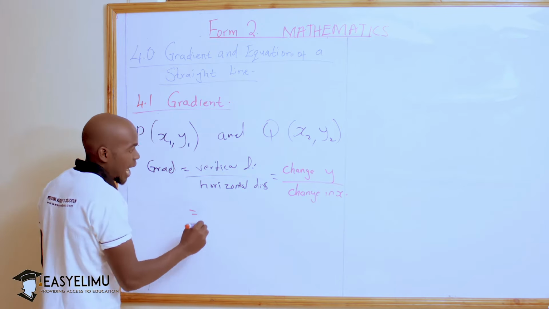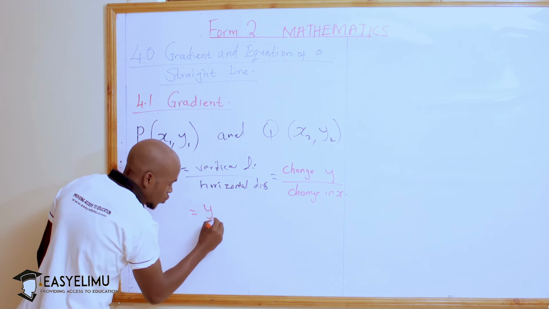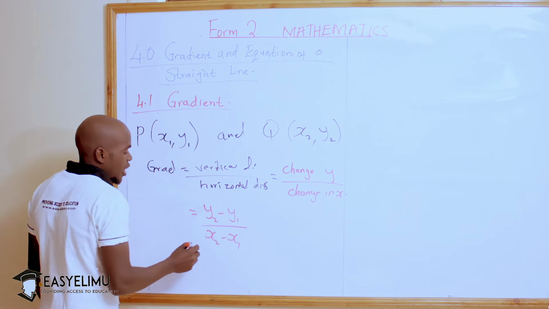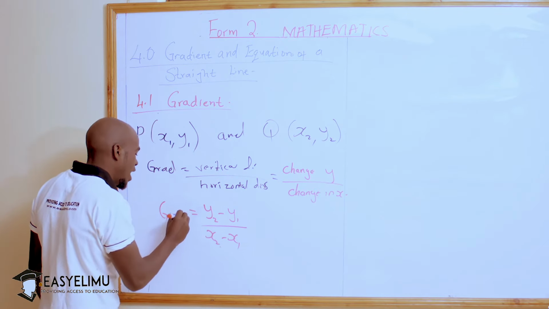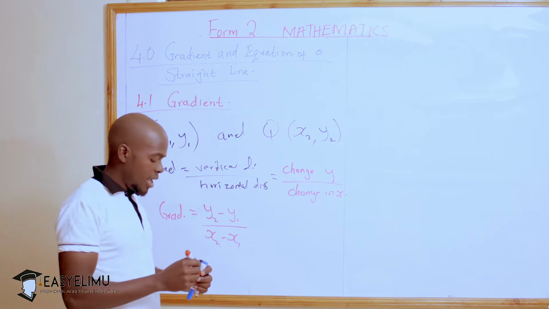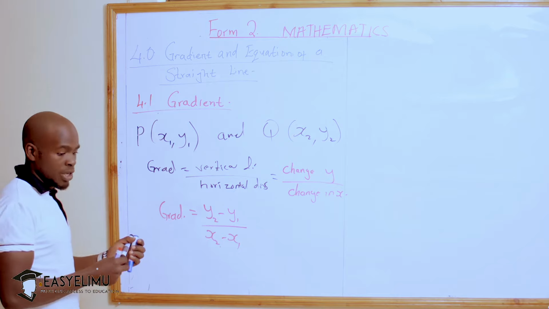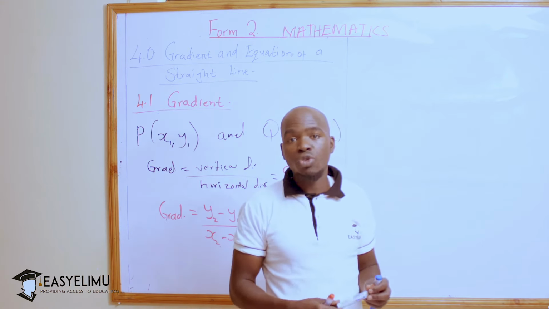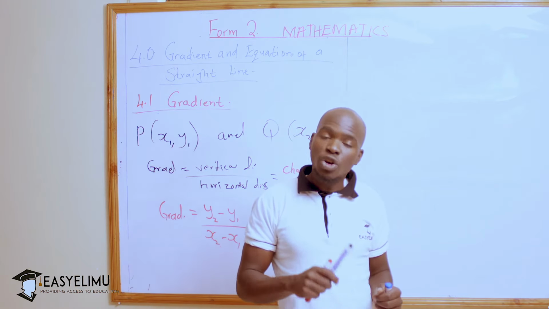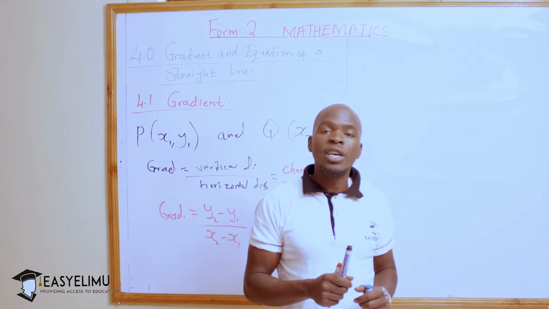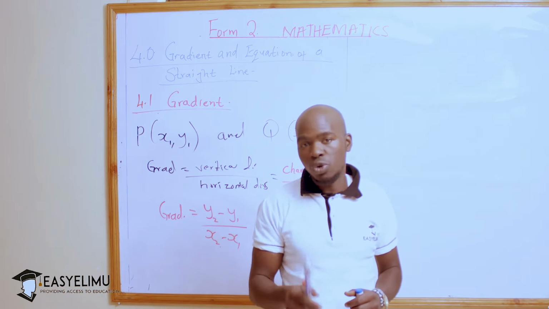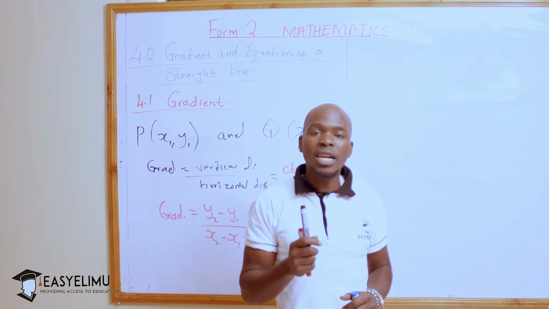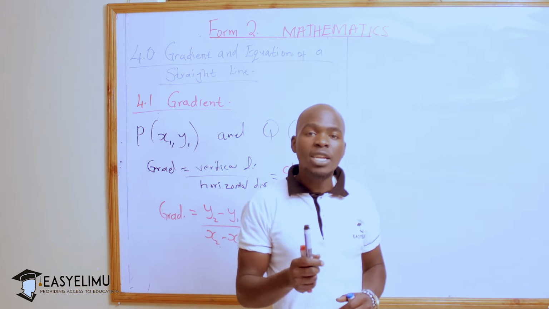That can be written as y2 minus y1 over x2 minus x1. If you do that, whatever you find is the gradient of that line, and that is how we find it out. So you can compute other given gradients using the same technique. You can find the gradient of a given line so long as you have been given the points through which that line passes. If the points are not given, then you can extract the points from the line if it has been drawn on a Cartesian plane.